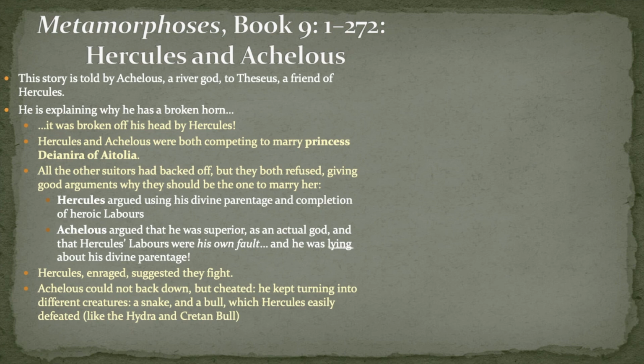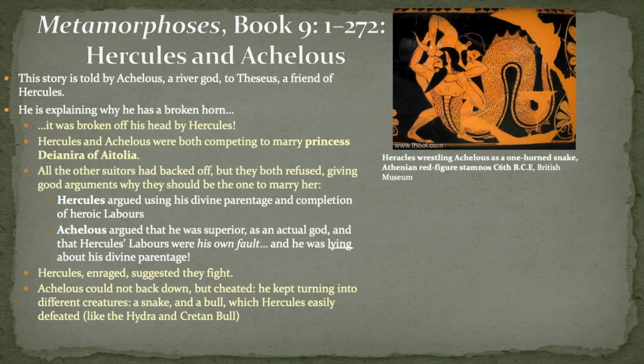But Hercules, well, I've fought a snake before. I killed the Hydra, for goodness sake. I've caught a bull. I managed to catch the Cretan bull. So he knows what he's doing. And while Achelous is a bull, as you'll see here he is as a snake with one horn, which kind of suggests he already had the horn, right? I just realised that sounded really rude. I didn't mean that. He has a horn, right?